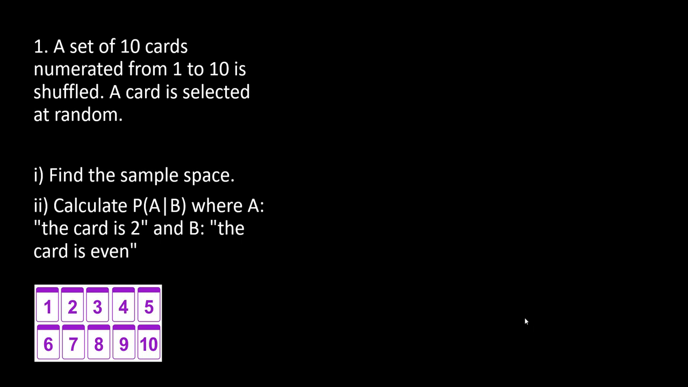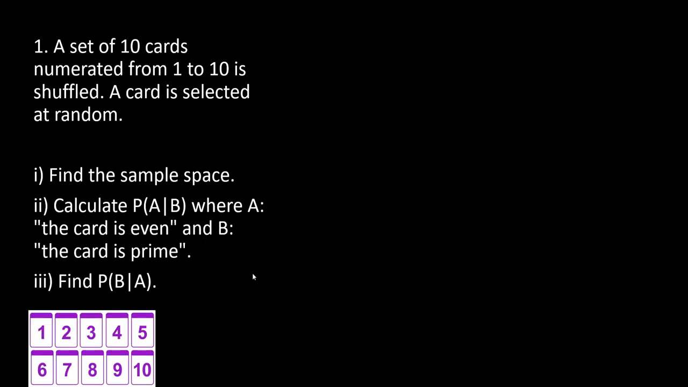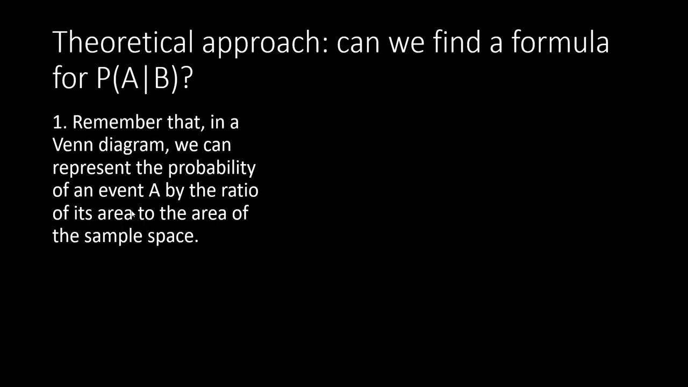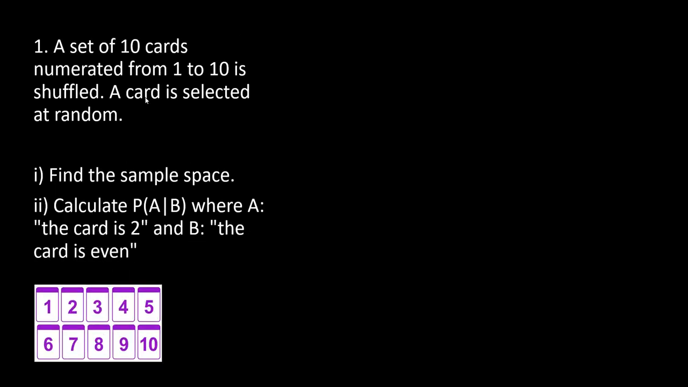So how are we going to do this? I'm going to explain two problems, and we're going to do them. This is problem number one and another problem. I should have placed a number two here. I'm sorry. These two are different problems, right? And then we're going to have a theoretical approach so we can find a formula for the probability of A given B. So let's start.